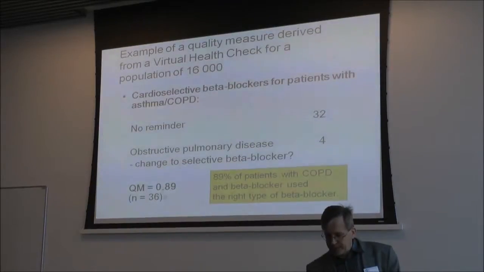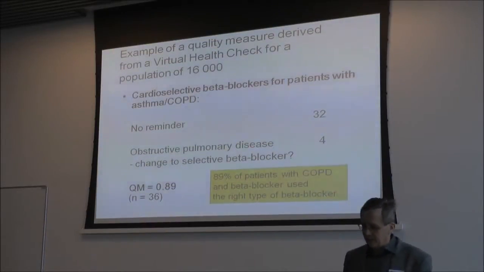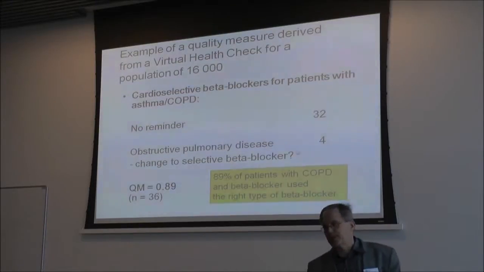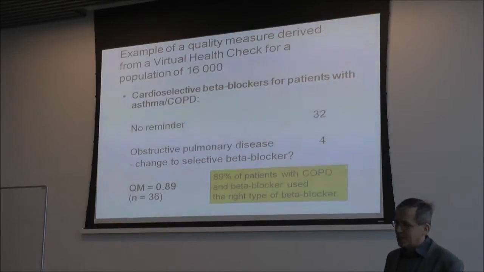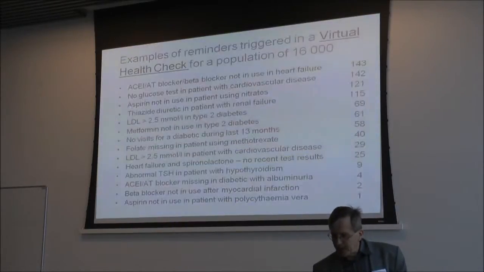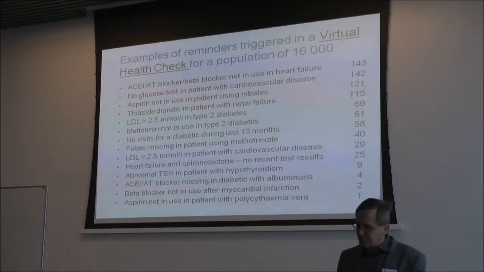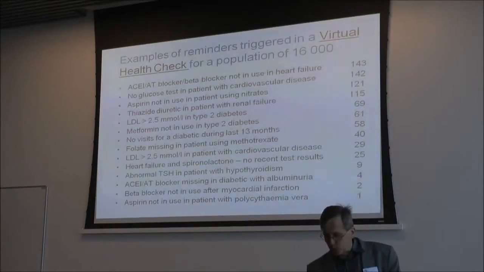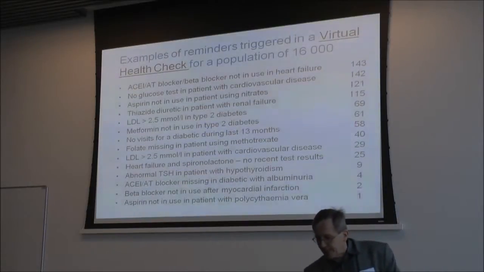And there were 36 people who were using beta blockers, 32 were using the right type, and 4 were using unselective beta blockers. And for those 4, there was a reminder that you should change the drug to another type. So the quality measure was 89%, so that percentage of the patients were using the right type of beta blocker. And this is a way how all rules can create the quality measures automatically. Here is just a list of some rules, showing how many times they were triggered in the population of 16,000 people.